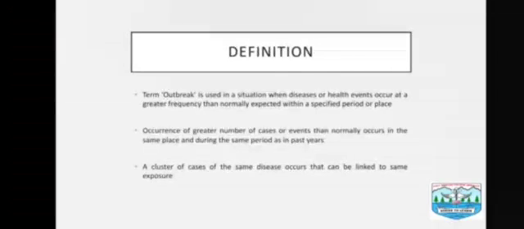The term outbreak is used in a situation when diseases or health events occur at a greater frequency than normally expected within a specified period or place. It is the occurrence of a greater number of cases or events than normally occurs in the same place and during the same period as in the past years. A cluster of cases of the same disease occurs that can be linked to the same exposure.